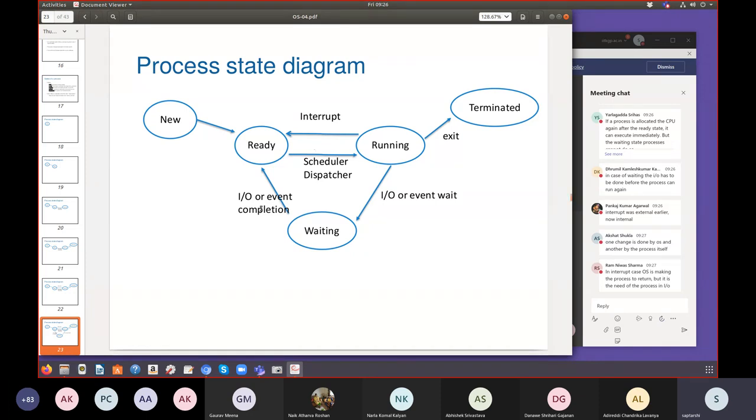So I hope this difference is clear. But okay, the process state diagram has not ended yet, it is even more complex. So let's proceed.